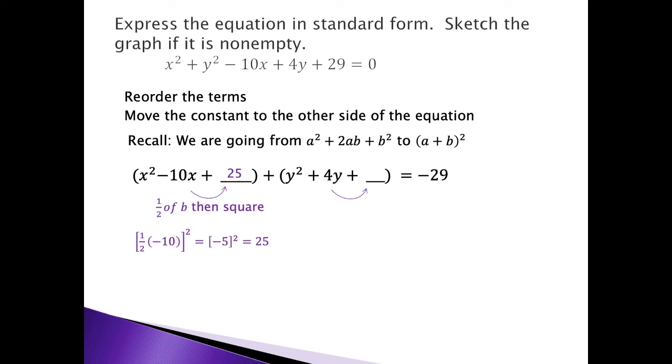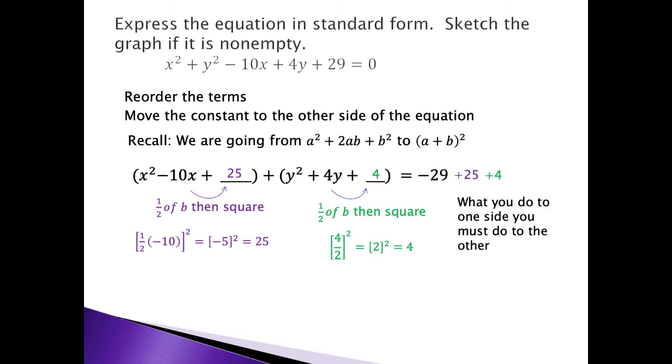Then we do the same thing for the y portion. So that's half of b, squared. And so that's half of 4, squared, is 2 squared, which is 4. Remember, what we do to one side, we have to do to the other. So we have to add 25 and 4 to the right side of the equation.